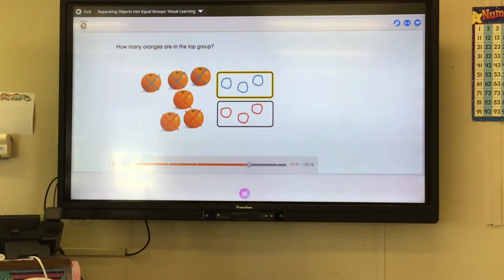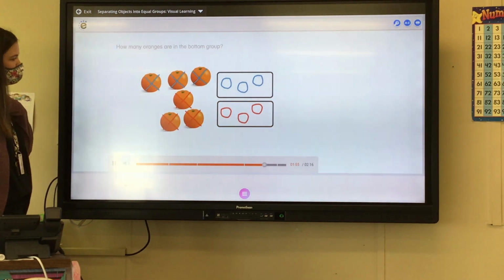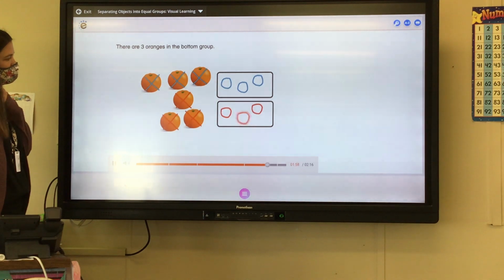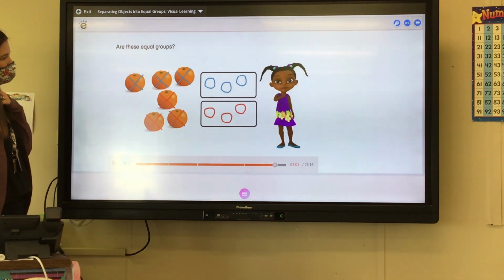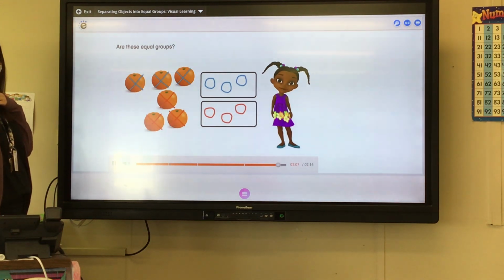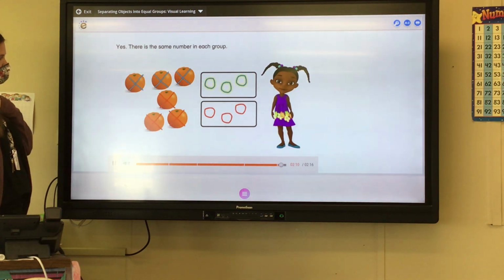How many oranges are in the top group? 3. There are 3 oranges in the top group. How many oranges are in the bottom group? 3. There are 3 oranges in the bottom group. Are these equal groups? Yes, they are. Yes, there is the same number in each group.